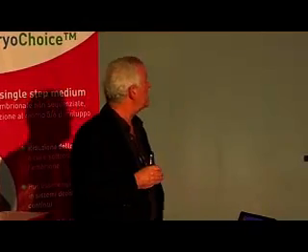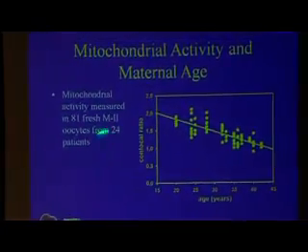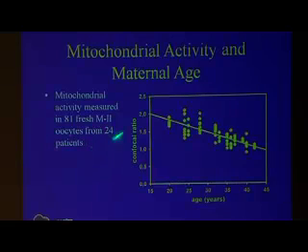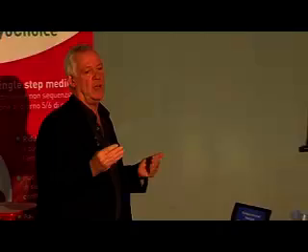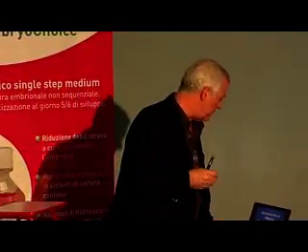Okay, this is all genetic stuff. And we found, measuring from over 80 M2 oocytes, that with age, mitochondrial activity, now we're not interested in genetics at this moment, decreases. A very, very clear correlation. So oocytes from an older lady, even though they're M2, have less mitochondrial activity, which isn't surprising.